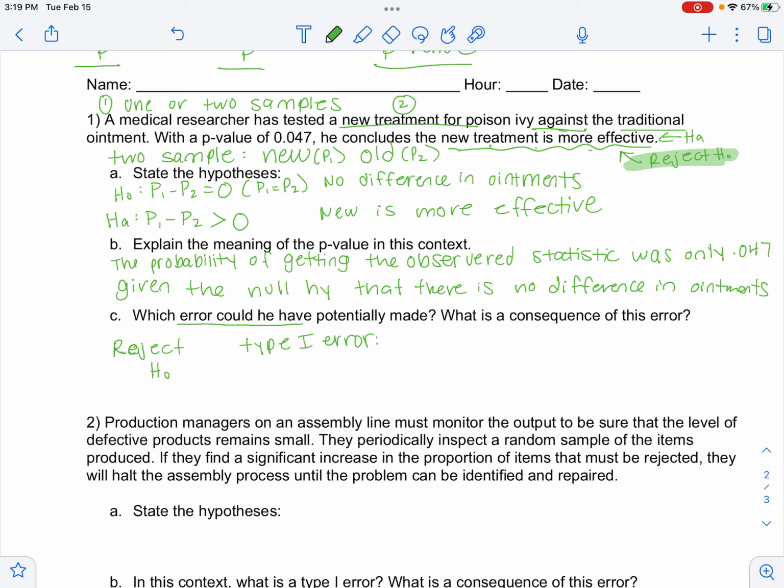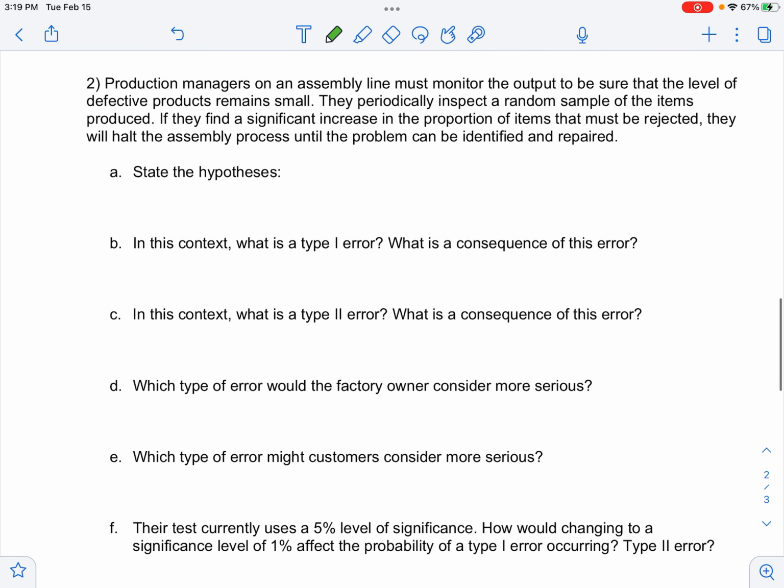All right, for number 2, production managers on an assembly line must monitor the output to be sure that the level of defective products remains small. They periodically inspect a random sample of the items produced. If they find a significant increase in the proportion of items that must be rejected, they will halt the assembly process until the problem can be identified and repaired. Now, in this problem, is there one sample or two samples? And in this one, there's actually just one sample. We take a sample from the assembly line and we determine how many pieces are defective.